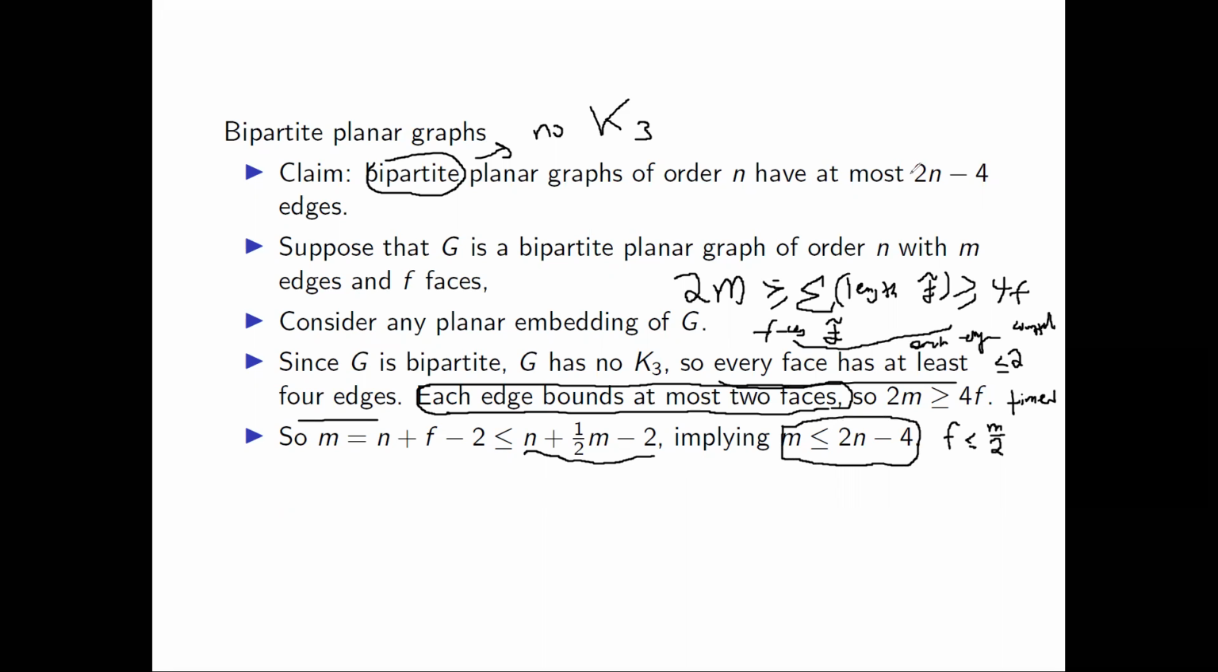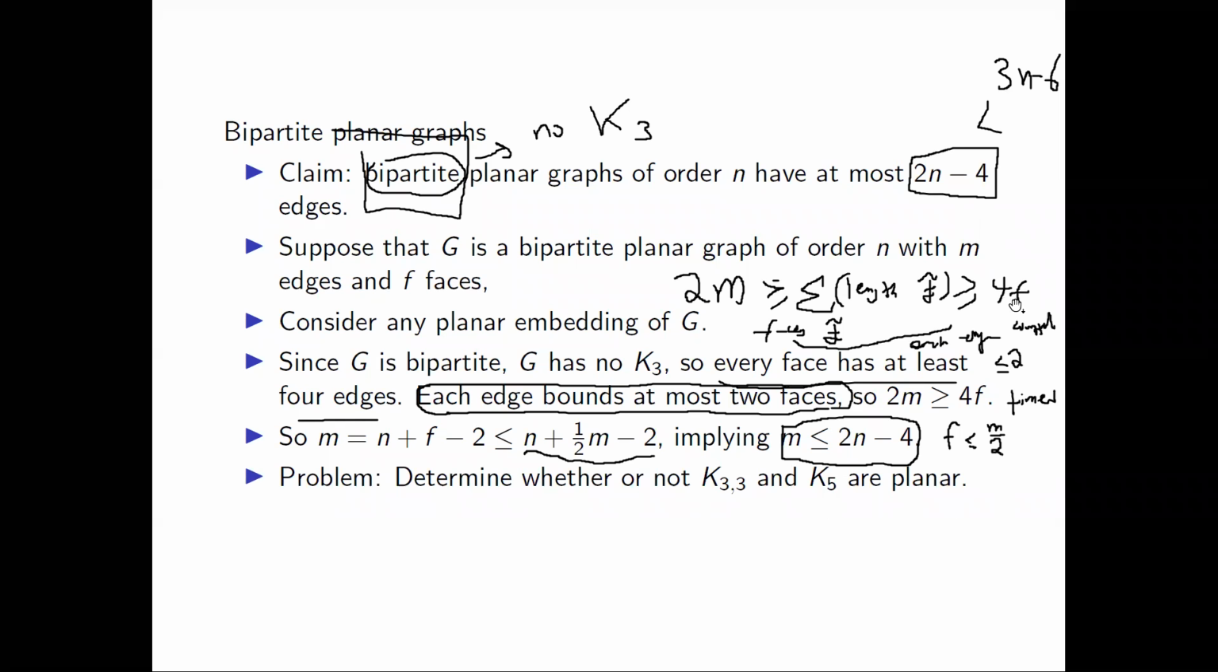So this bound 2n minus 4 is less than the bound we got in general, 3n minus 6. So it's n minus 2 less than that one. And that's because we're only looking at bipartite planar graphs here.